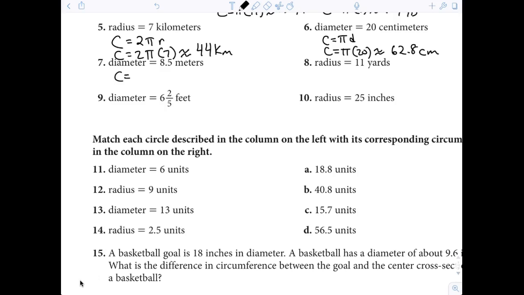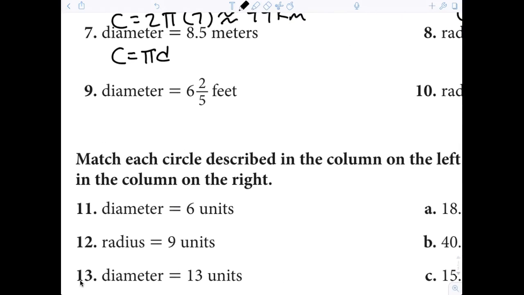What's the formula, please? C equals. I want you to tell me what the formula is. C equals pi times diameter. That's correct, sir. And now, I want you to use the pi button on your calculator. 8.5, and it's 26.7. Is everybody okay with that?